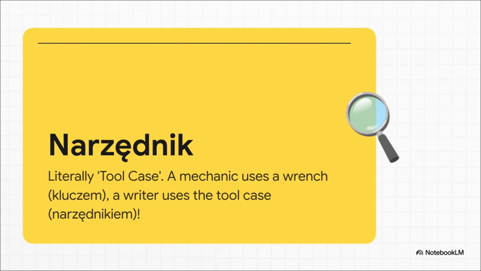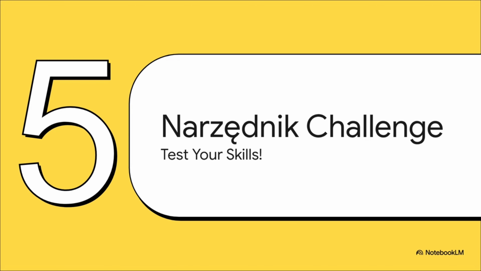And now for the big reveal, the moment it all clicks into place. The Polish name for this case, narzędnik, literally means tool case. It's been hiding in plain sight the whole time. So a mechanic fixing a tractor, kluczem, with a wrench, is using the exact same grammar that we are right now to fix our sentences, narzędnikiem, with the tool case itself. Pretty meta, huh? All right, you've seen the theory, you've seen the examples, now it's your turn.